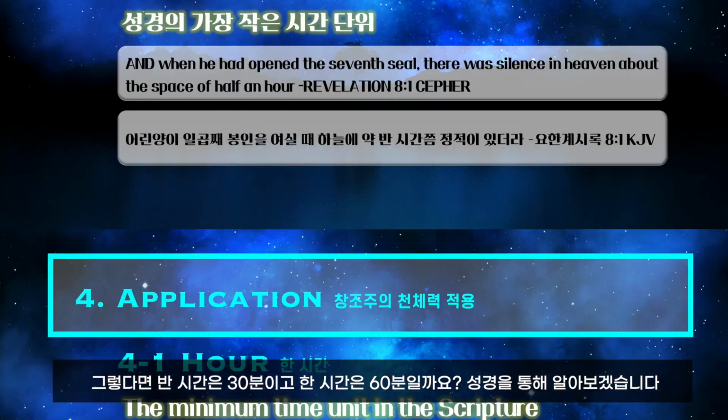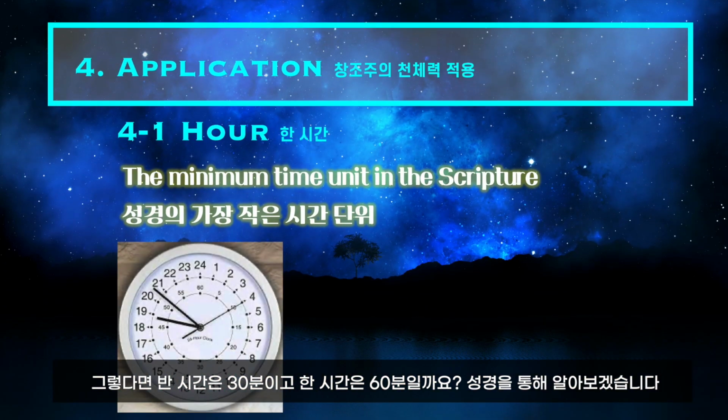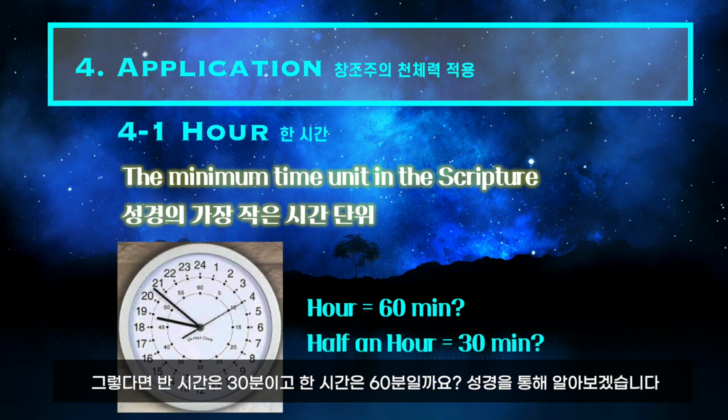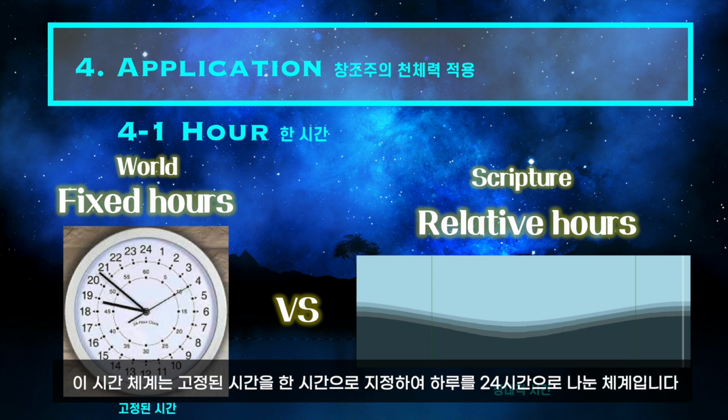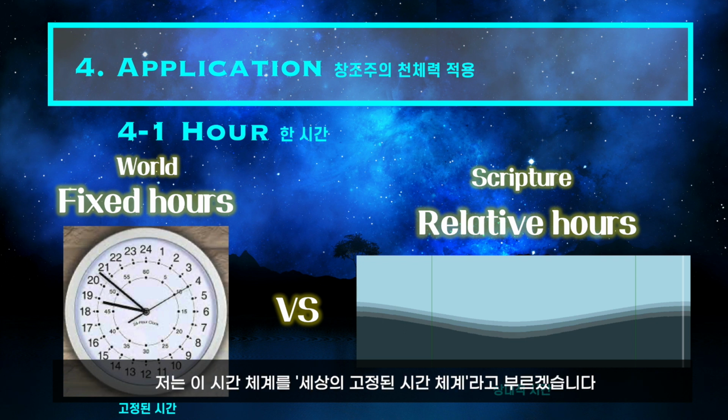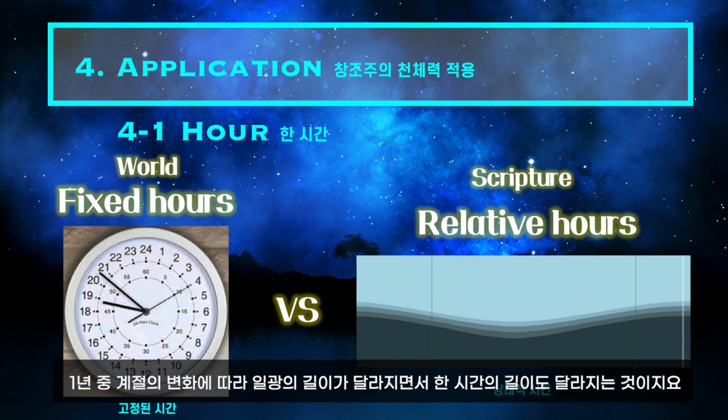And my question is, is half an hour 30 minutes, or is 1 hour 60 minutes? Let's find out. Everyone in this world uses the 24-hour clock system. This system uses a fixed conventional time unit that designates 24 hours to a day. I call this the fixed hour system of the secular world. How about the scripture? In the scripture, there is a relative hour system. It means the duration of 1 hour changes depending on the length of the daylight based on seasons.